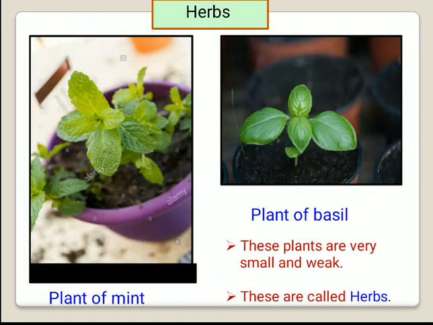Now see these new pictures. The first picture is a plant of mint. The second one is a plant of basil. You can see these plants are very small and weak. So these small and weak plants are called herbs.